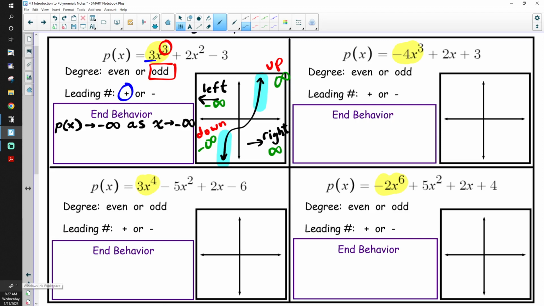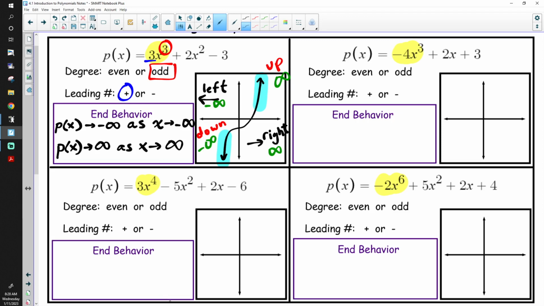Okay? If we describe the right side of our graph, P of x, which is our polynomial, which way is it going on the right side? It's going towards positive infinity. As x goes towards the right, which is positive infinity. This is our end behavior.